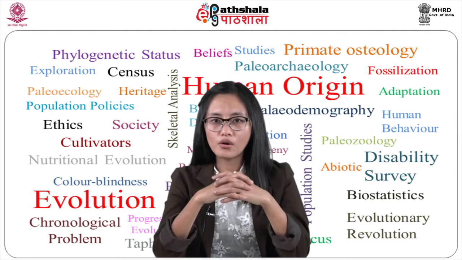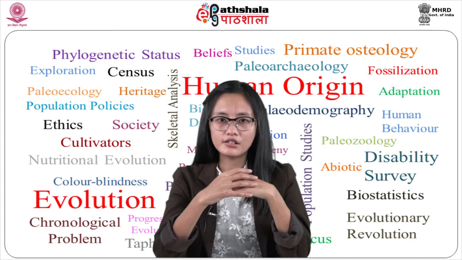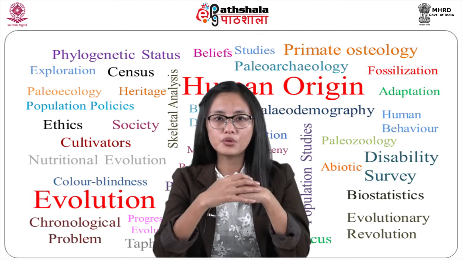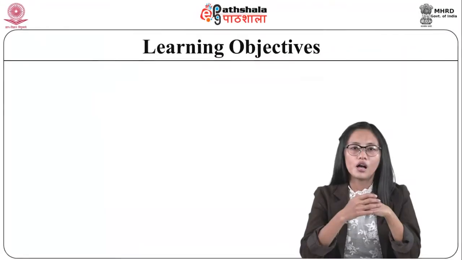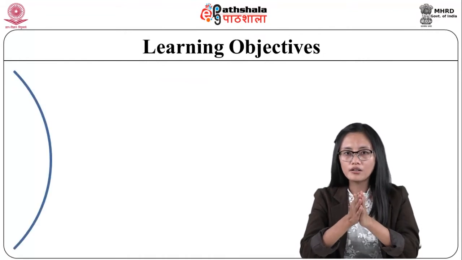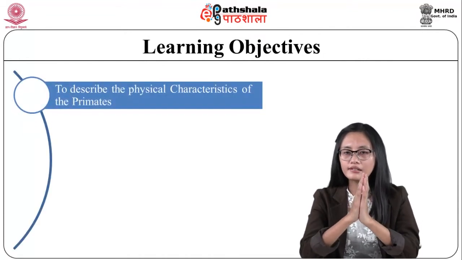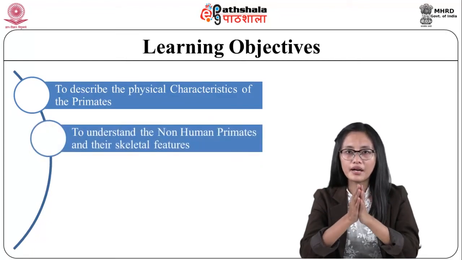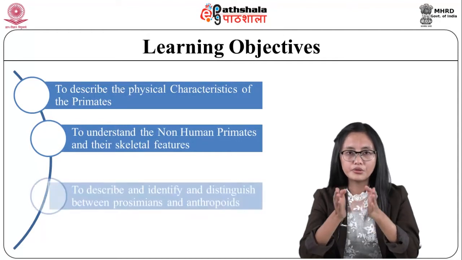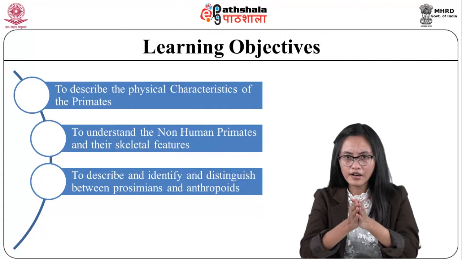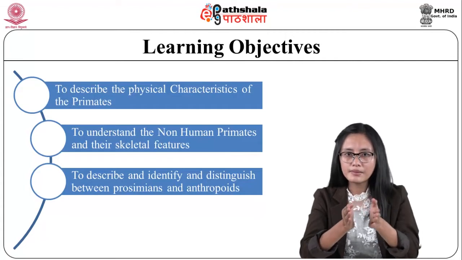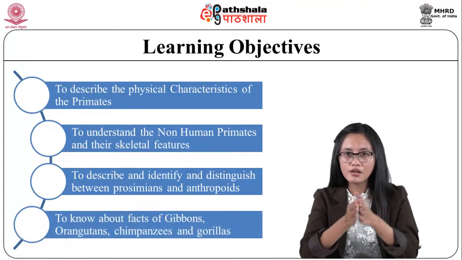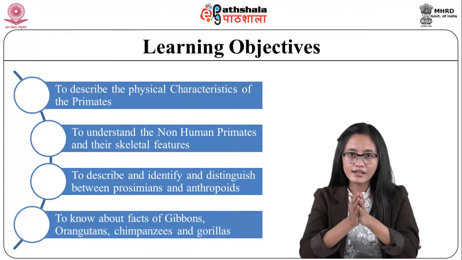Today we will be discussing the module Description and Identification of the Disarticulated Skeleton of Primates, from the paper Human Origin and Evolution. The learning objectives of the module are: number 1, to describe the physical characteristics of the primates. Number 2, to understand the non-human primates and their skeletal features. Number 3, to describe, identify and distinguish between prosimians and anthropoids. Number 4, to know about gibbons, orang-utans, chimpanzees, and gorillas.